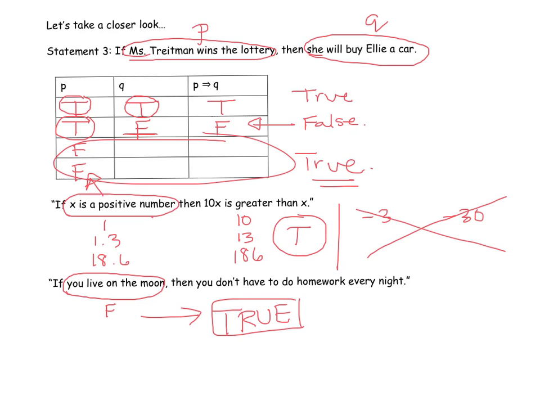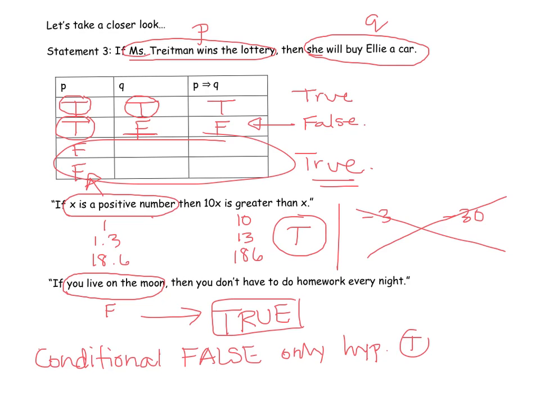So the key here is that the only way to make a conditional statement false is when the hypothesis is true and the conclusion is false. That is the only possible way to make a conditional statement false.